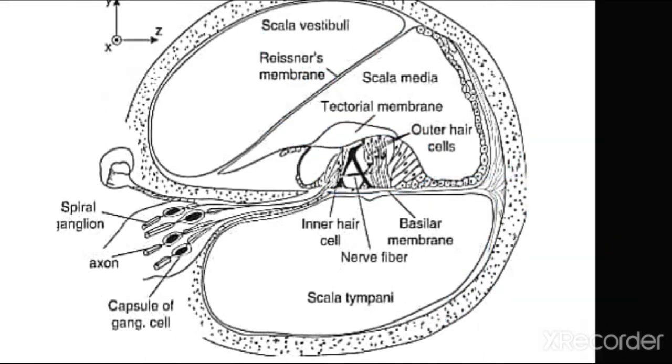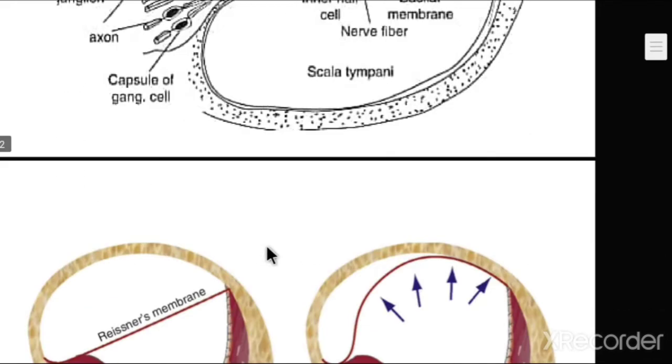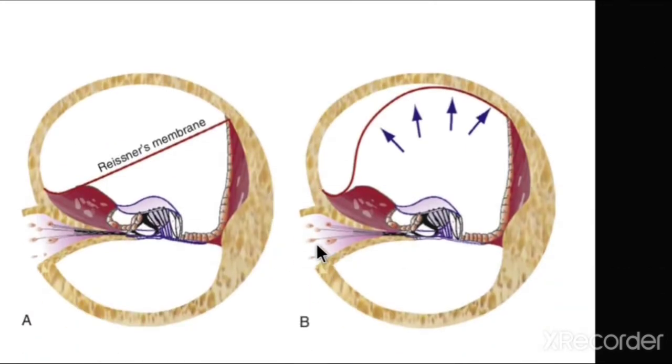Now let's see another picture. This image is given in the Dhingra book. This is the normal condition where Reissner's membrane is normal, this is scala media, this is scala vestibuli, and this is scala tympani. There is no abnormality in Reissner's membrane. But in this figure, of a Meniere's disease patient, Reissner's membrane is bulged out due to accumulation of endolymph within the scala media, and this increases pressure in this cavity, and finally the membrane ruptures.